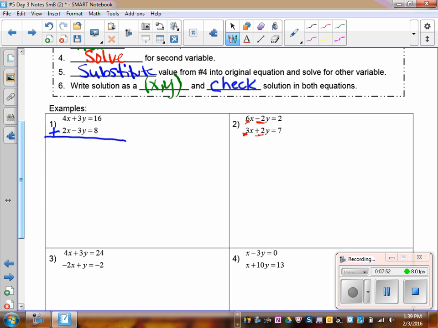Alright, so we're going to add these together. What is 4x plus 2x? 6x. Positive 3 plus negative 3 is 0. There's our equal sign. 16 plus 8. 24.